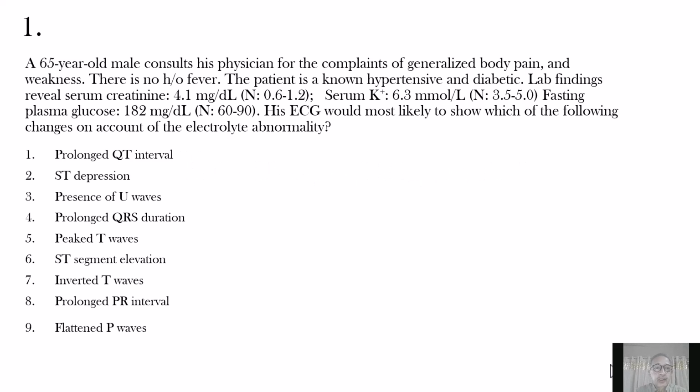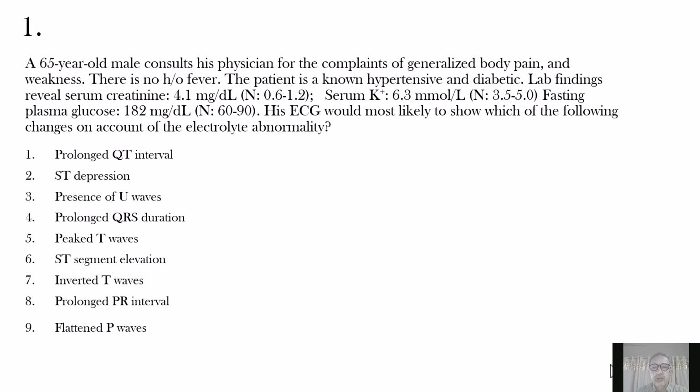Case 1. A 65-year-old male consults his physician for the complaints of generalized body pain and weakness. There is no history of fever. The patient is a known hypertensive and diabetic. Lab findings reveal serum creatinine 4.1 milligram per deciliter, normal is 0.6 to 1.2, raised significantly. Serum potassium 6.3, raised again, normal 3.5 to 5. Fasting plasma glucose is high, 182 mg per deciliter.